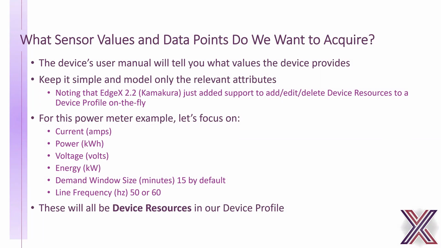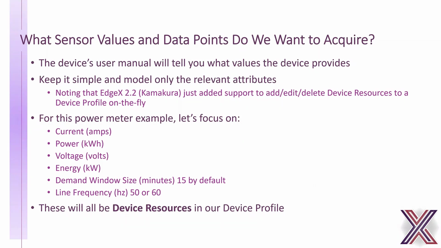So the user manual will usually tell you the exact locations of each variable and what they do and how you should access them. And I'd always say keep it simple and model only the relevant attributes here. So some devices will have hundreds potentially of different data points that they can record. You don't need to necessarily have them all modeled if you're only planning to use a few of them. So I'd say keep it simple initially and model only the relevant attributes.